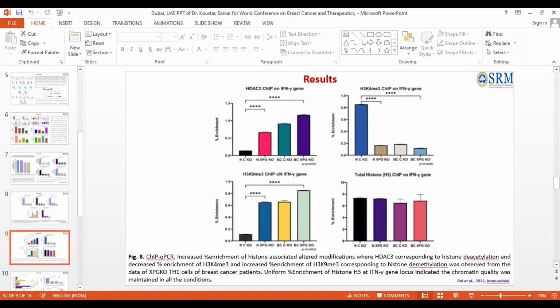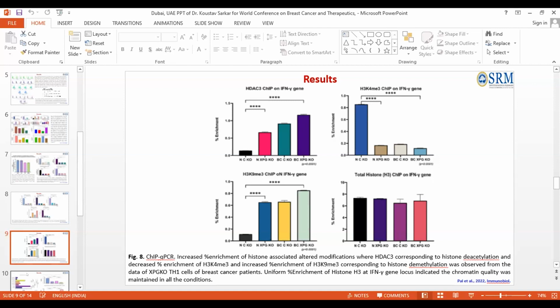Next, we have shown how this ChIP qPCR increased the percentage enrichment of the histone-associated altered modification, where HDAC3 corresponding to histone deacetylation, decreased percent enrichment of H3K4 trimethylation, and increased percent enrichment of H3K9 trimethylation corresponding to histone demethylation were observed from the data of the XPG knockout T helper 1 cell of breast cancer patient. Uniform percent enrichment of histone H3 at the IFN gamma gene locus indicated that the chromatin quality was maintained throughout all the conditions.